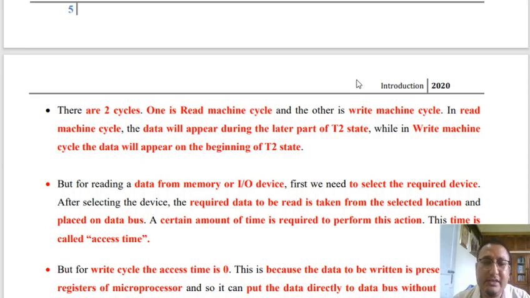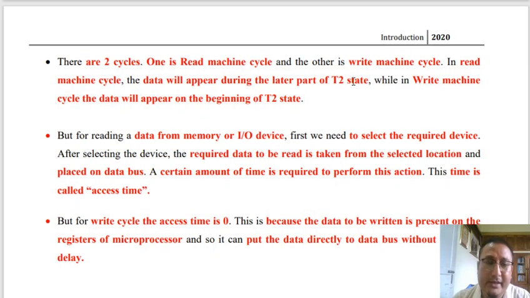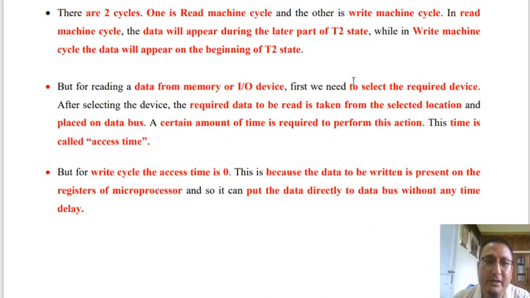In the case of the read machine cycle, in order to access the data, we need a certain amount of time, called the access time, so the data will appear in the latter half of T2. In the case of the write machine cycle, the data is already available in the register and has to be just put onto the data line, so data will appear at the beginning of the T2 state. This is very important for you to understand. Just see what is specified in the next point. For reading data from memory or an IO device, first we need to select the required device.